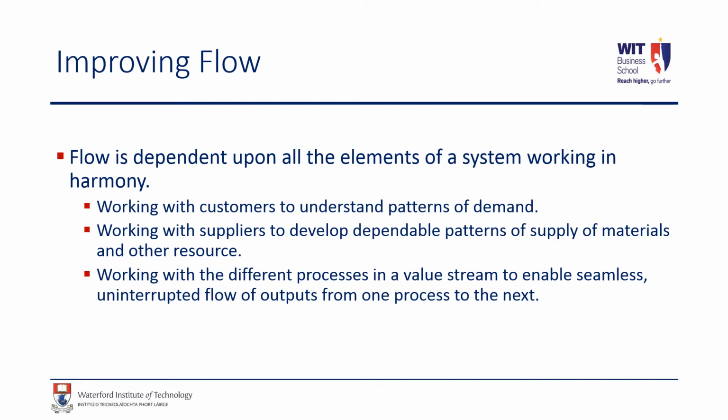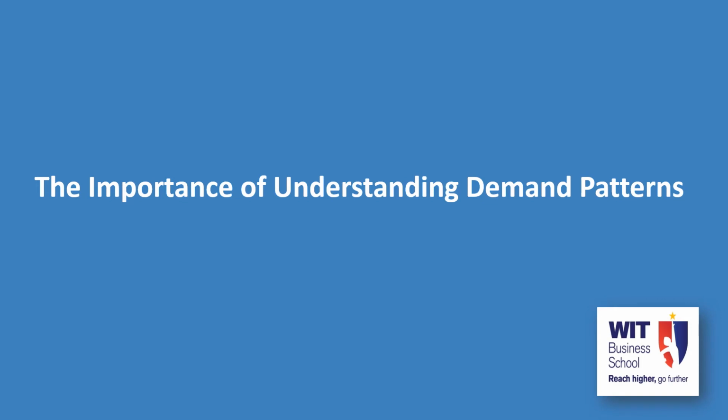We also need to work with the different processes in a value stream, all the different sub-elements of the value stream, to enable this seamless, uninterrupted flow of outputs from one process to the next. So remember, each process receives an input from the previous step in the process. It transforms that input in some way and then delivers that as an output to the next step in the process. What you want to achieve there is this uninterrupted flow of work in process from one step in a value stream or in a process to the next.